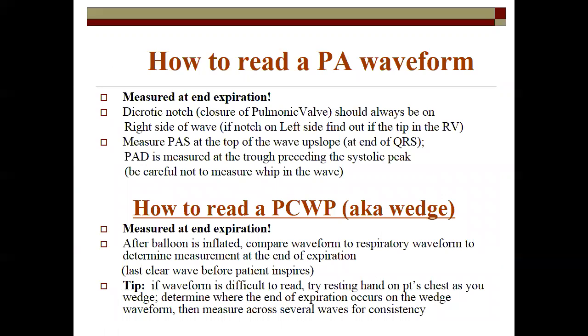Reading a PA waveform, we read it at the end of expiration as well. The dicrotic notch on a PA waveform is the closure of the pulmonic valve. It should always be on the right side of the wave. If the notch is on the left side of the wave, you may see that the tip of the catheter has actually migrated into the right ventricle. So that would be where you want to look at what our waveform is.